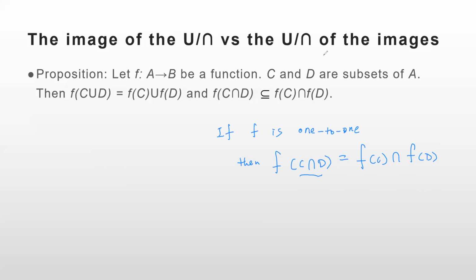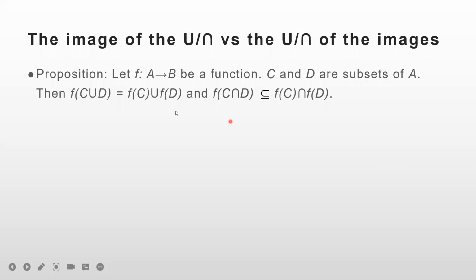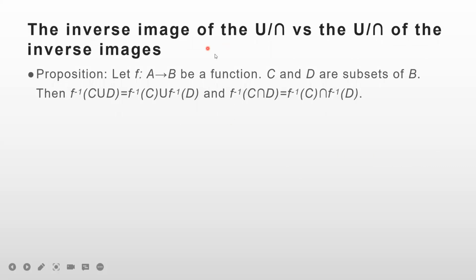To make the comparison, we have another proposition, which is the inverse image of the union and the intersection versus the union and intersection of the inverse images. And we do have both equalities. The proof is very similar, so I'm just going to omit it. Okay, that's it. Bye-bye.